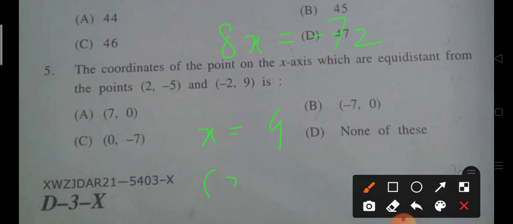So that means the point was (x, 0). That means the point would have been (minus 9, 0). But unfortunately, there is no point which is (minus 9, 0). There is (7, 0). There is (minus 7, 0). There is (0, minus 7). So none of these is going to be the correct option. Let's move on to the next.